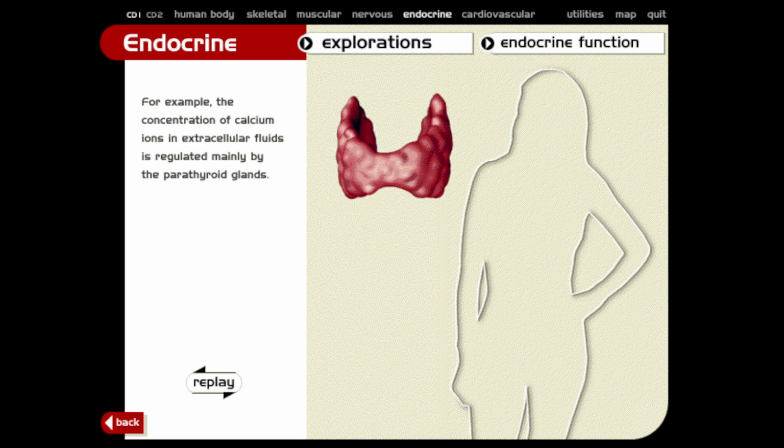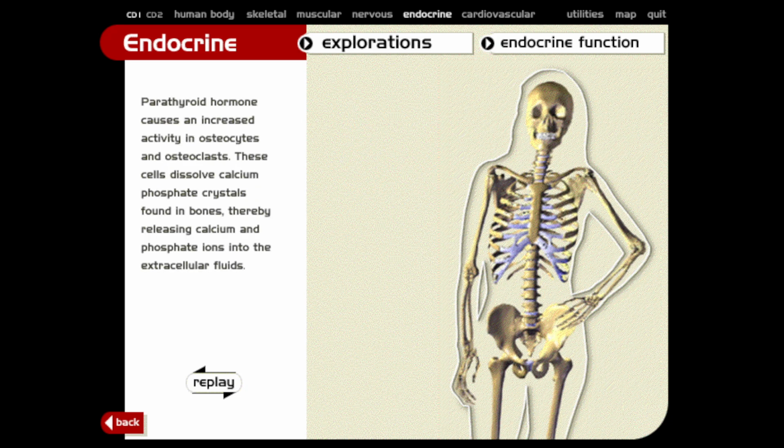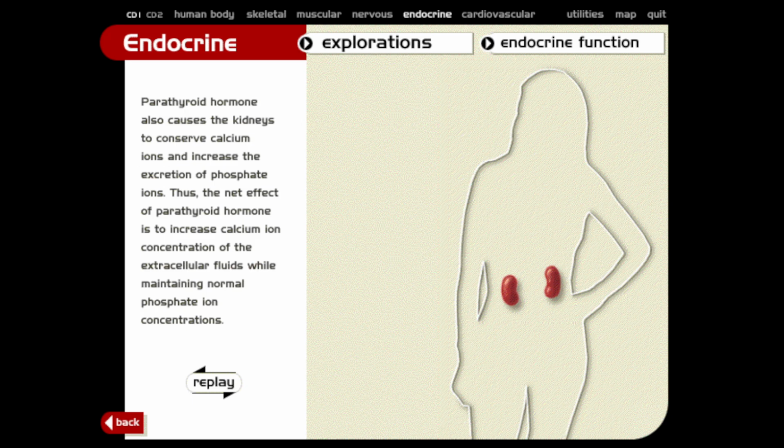For example, the concentration of calcium ions in extracellular fluids is regulated mainly by the parathyroid glands. When calcium concentration drops below normal, the parathyroid glands are stimulated to release parathyroid hormone. Parathyroid hormone causes an increased activity in osteocytes and osteoclasts. These cells dissolve calcium phosphate crystals found in bones, thereby releasing calcium and phosphate ions into the extracellular fluids. Parathyroid hormone also causes the kidneys to conserve calcium ions and increase the excretion of phosphate ions.